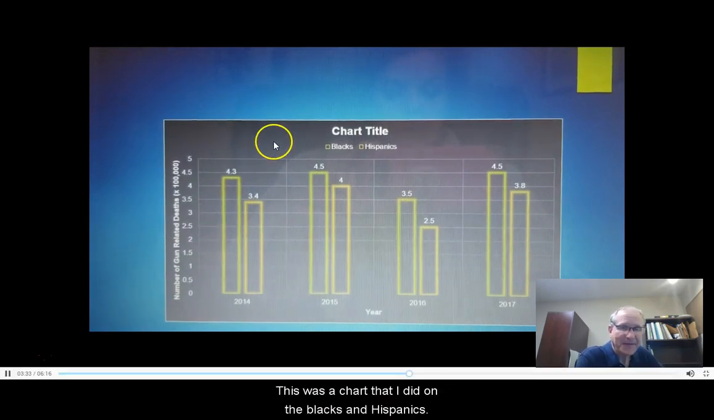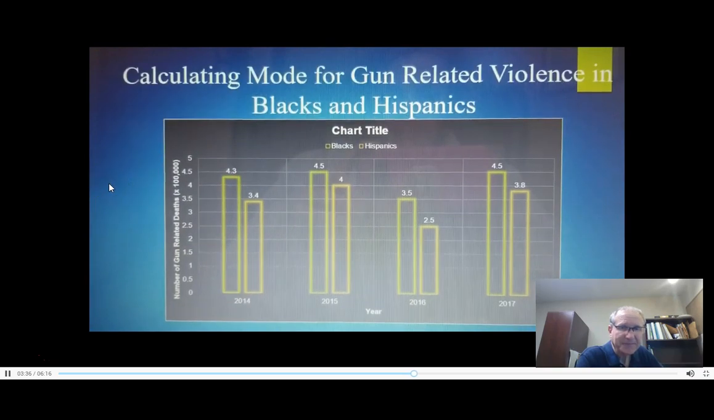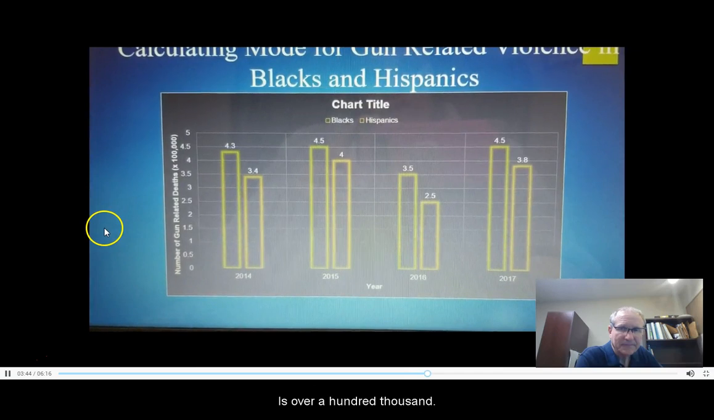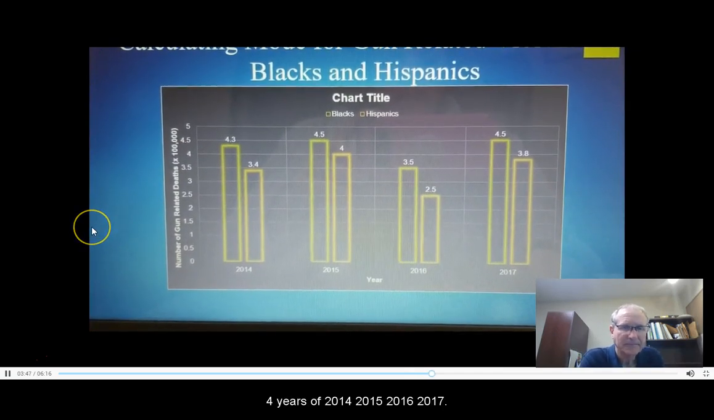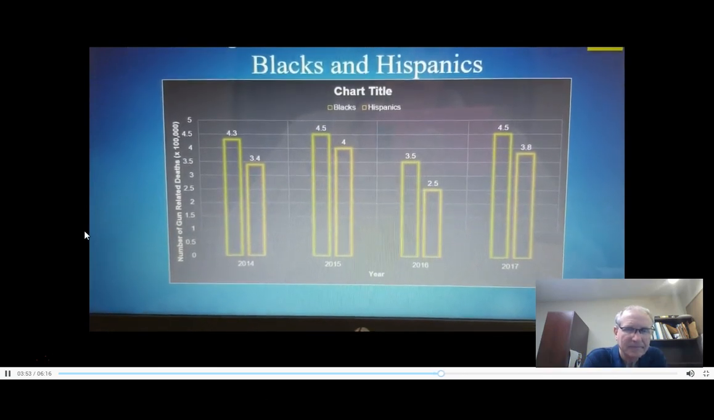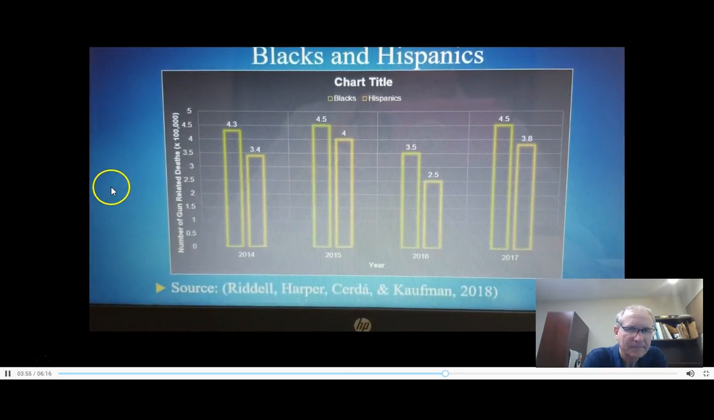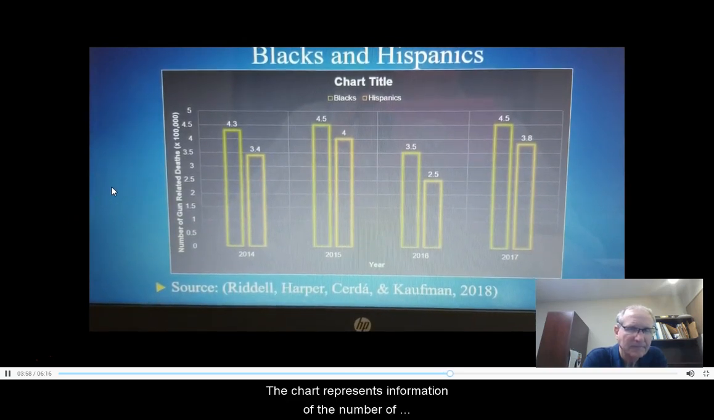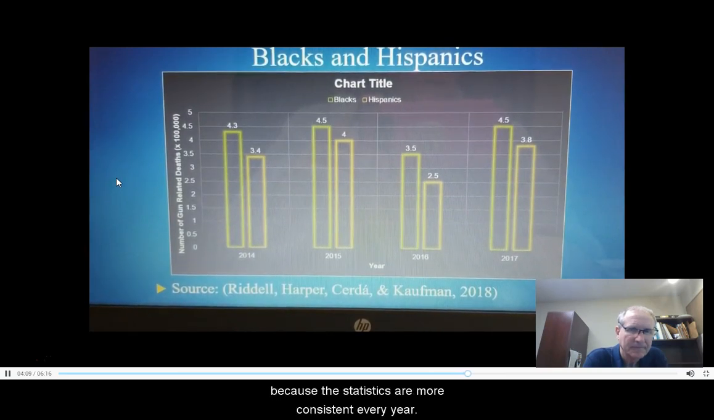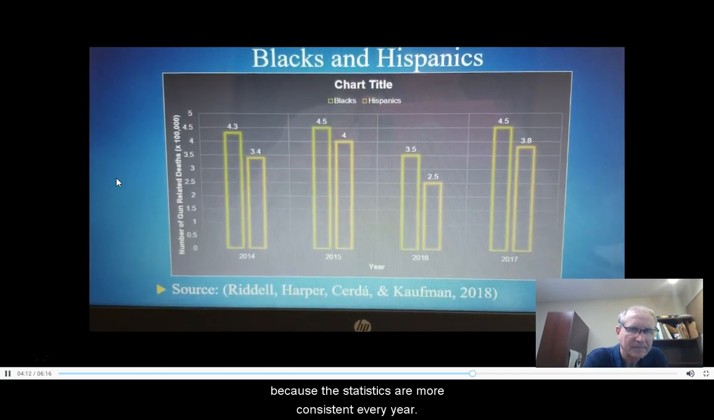This was a chart that I did on the Blacks and Hispanics. If you can see, the number of gun-related deaths is over 100,000 for the years of 2014, 2015, 2016, and 2017. You can see the chart represents information of the number of deaths affiliated to Blacks and Hispanics in America. By observing the data, it emerges that Blacks commit more gun-related violence. Blacks form the mode of the data because the statistics are more consistent every year.